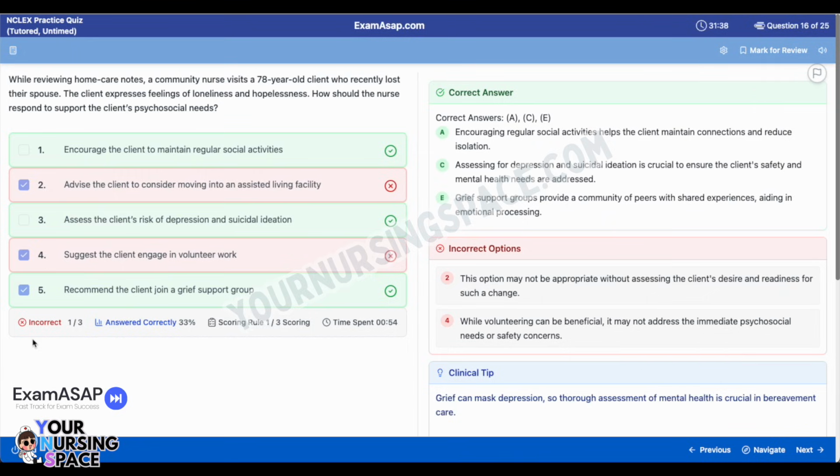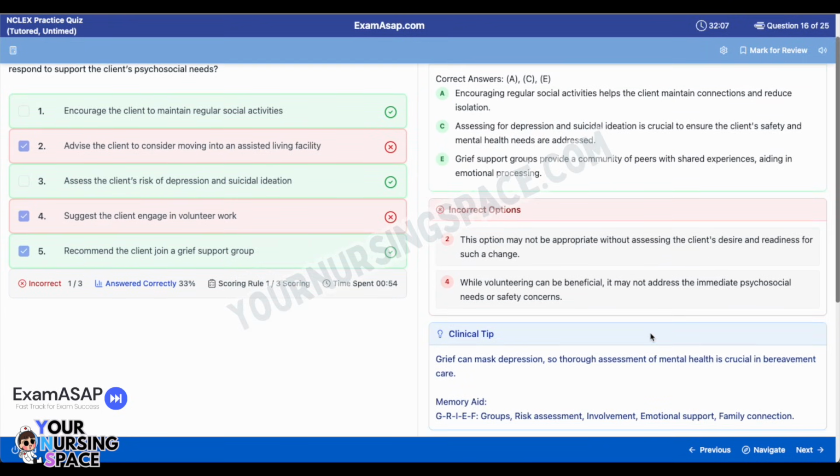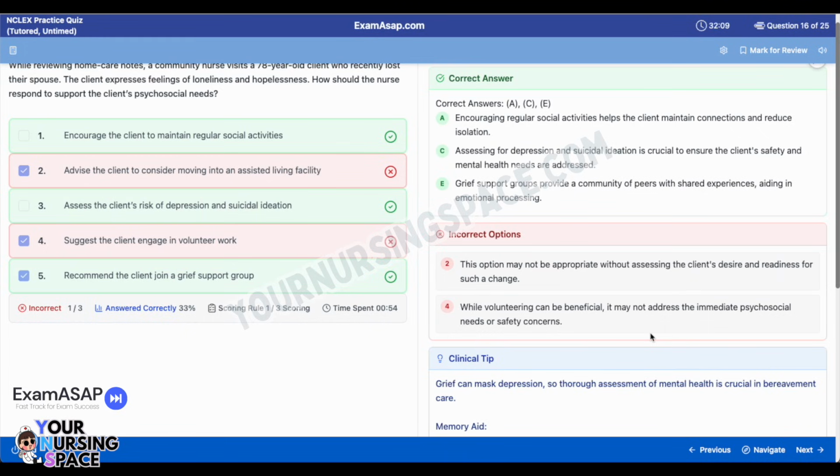Distractor rationales. B. This option may not be appropriate without assessing the client's desire and readiness for such a change. D. While volunteering can be beneficial, it may not address the immediate psychosocial needs or safety concerns. Clinical tip. Grief can mask depression, so thorough assessment of mental health is crucial in bereavement care. Memory aid. GRIEF. Groups, risk assessment, involvement, emotional support, family connection.